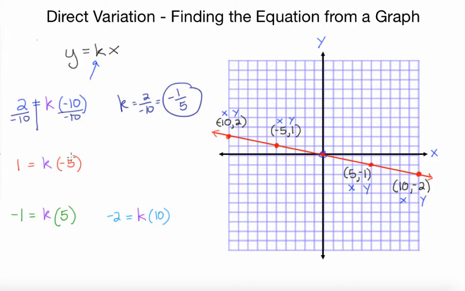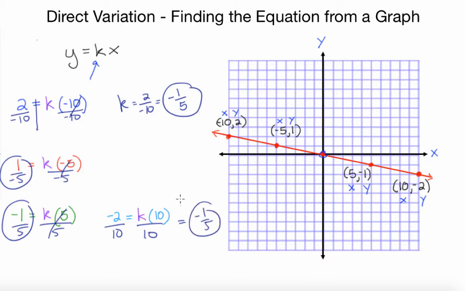Let's see if I get the same thing for all the other ones. If I divide this one by negative 5 on both sides, we get 1 over negative 5, or negative 1/5. If I divide this one by positive 5, k is negative 1/5. And lastly, if I divide both sides by 10, negative 2/10 also reduces down to negative 1/5. So there we go. Our constant has shown itself to be constant. I can take any point, substitute the values of that point into my direct variation equation, and solve for what my constant of variation k should be.